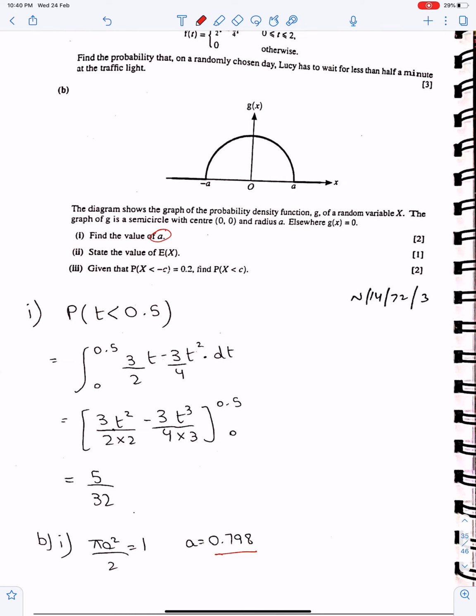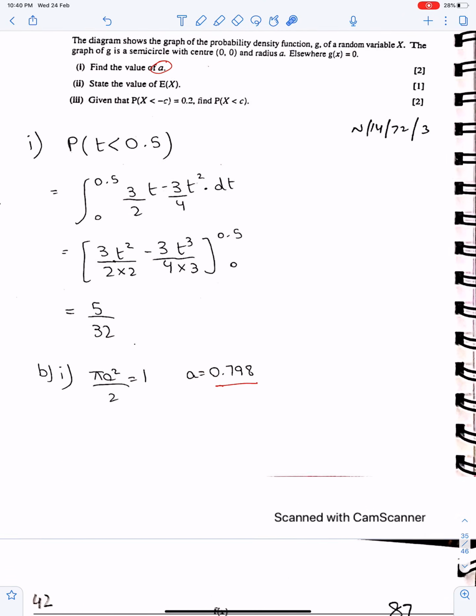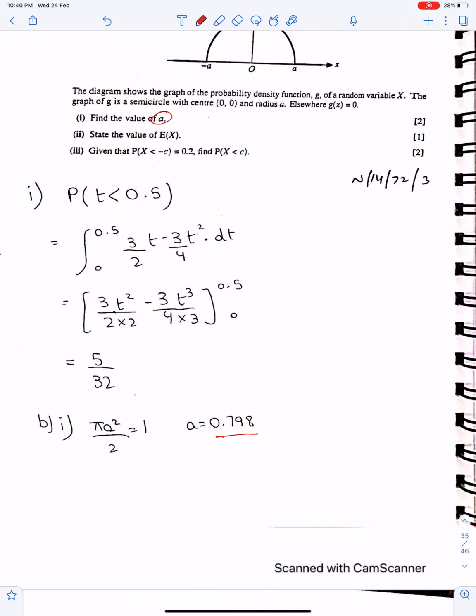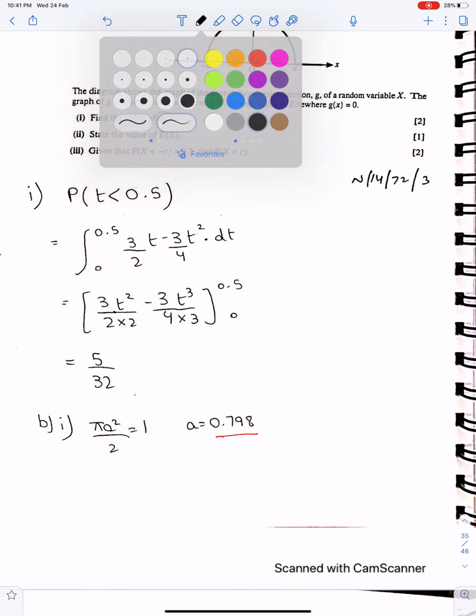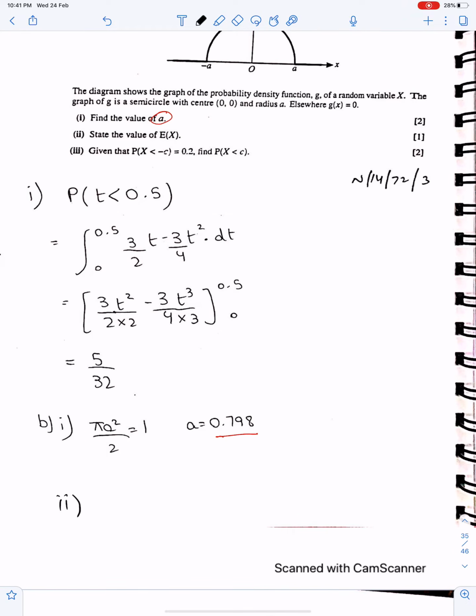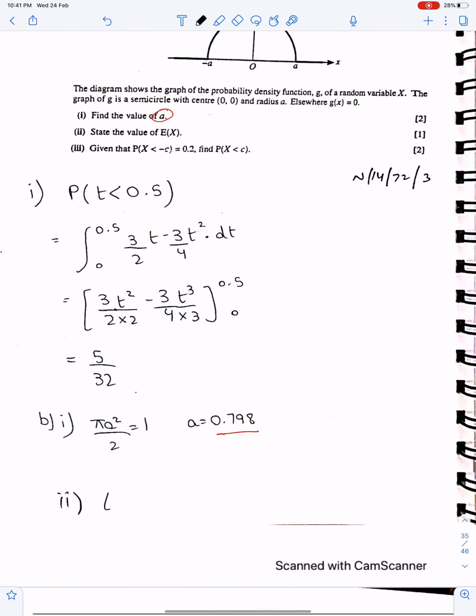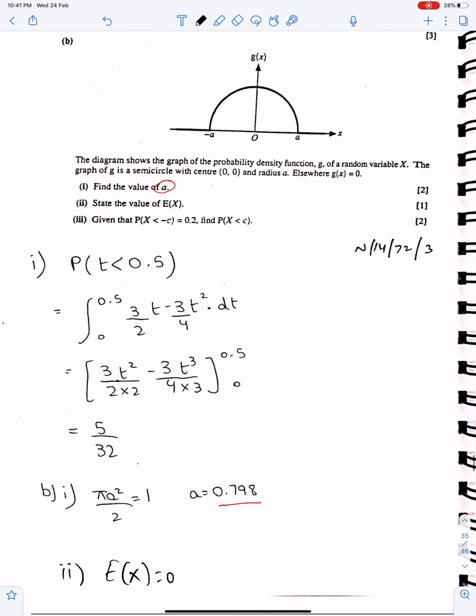Now state the value of expectation. Expectation is the central value. It's 0. So the answer of the second part is 0 because it's the middle value. This graph is symmetrical.